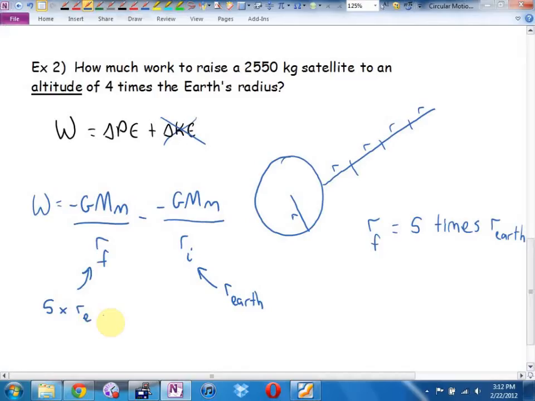Is that all right? How far from here to here? 1, 2, 3, 4, 5 radii. That's your final distance from the center of the Earth, because it's an altitude. If I didn't say the word altitude, and I'll show you an example of the wording of one in a second.